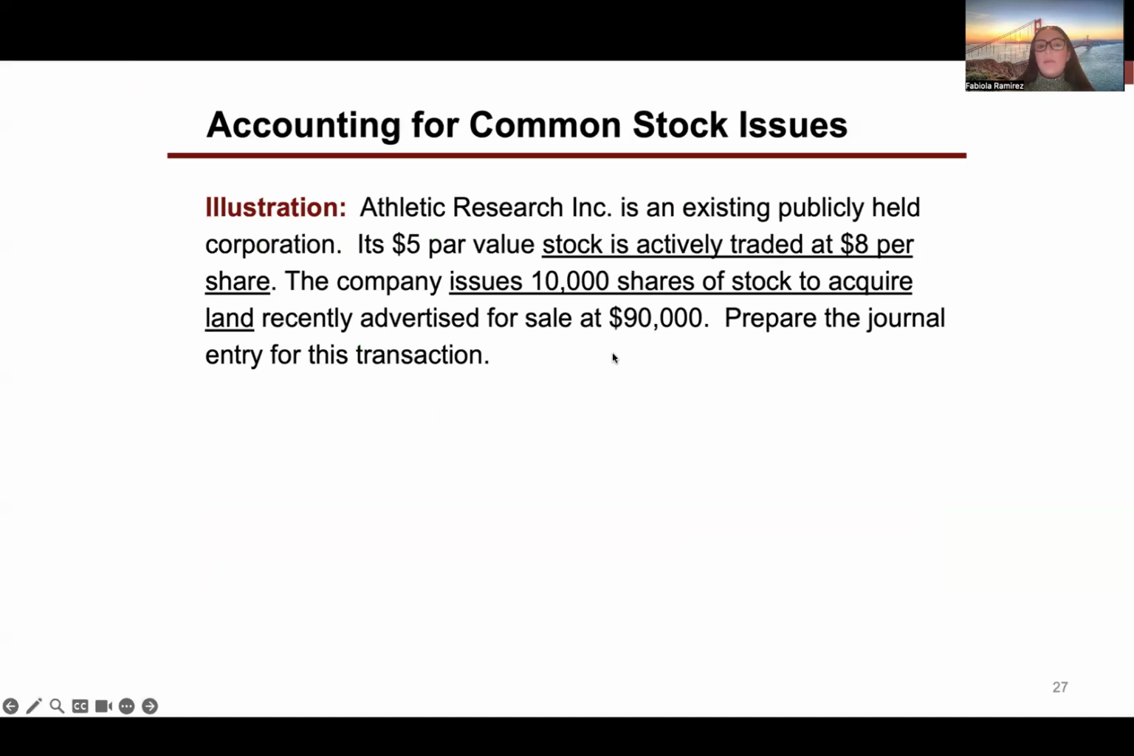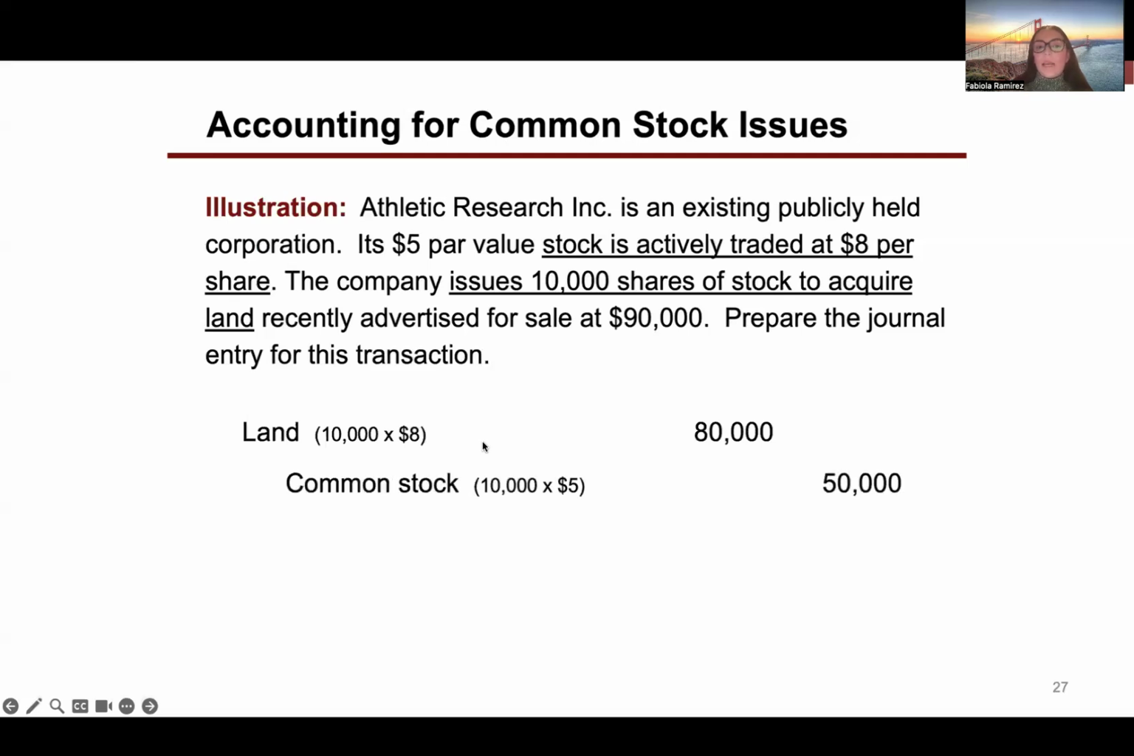In this example, a corporation is an existing publicly held corporation. Its $5 par value stock is actively traded at $8 per share. The company issues 10,000 shares of stock to acquire land recently advertised for sale at $90,000. Prepare the journal entry for this transaction.